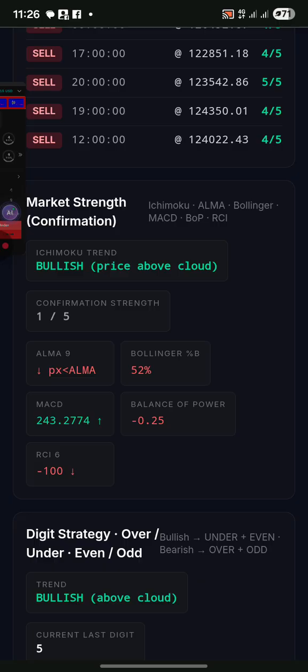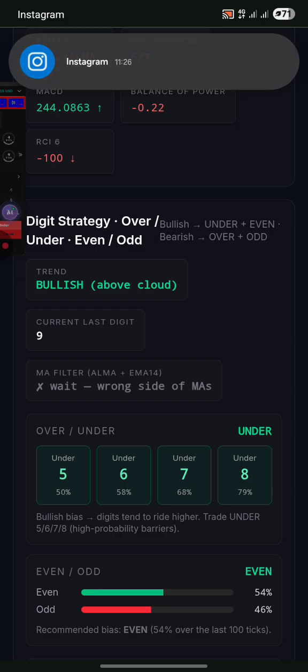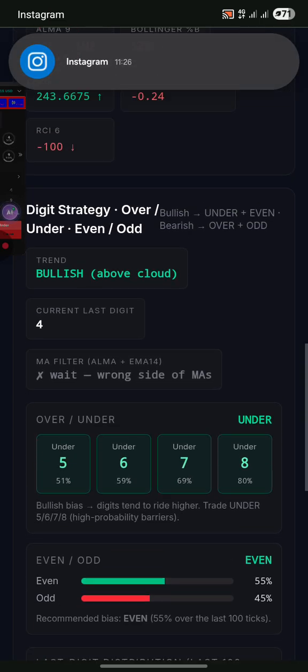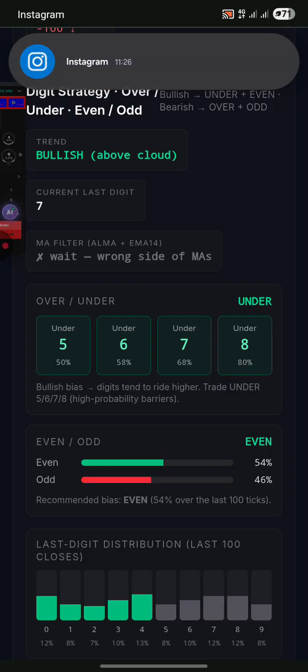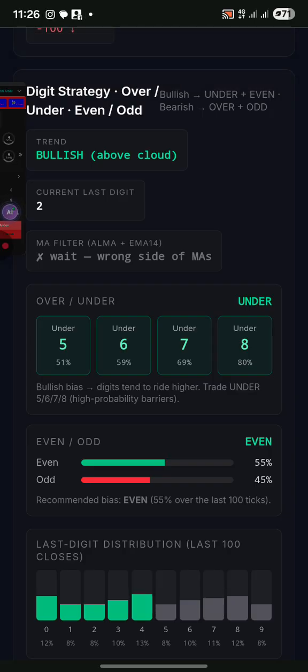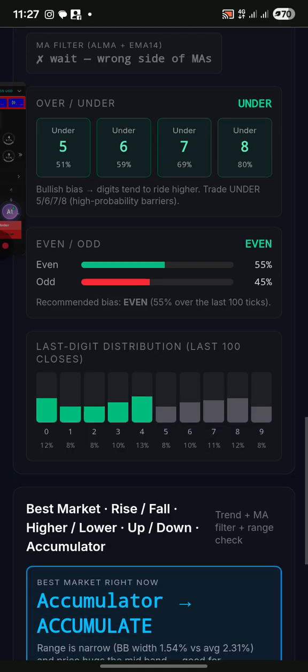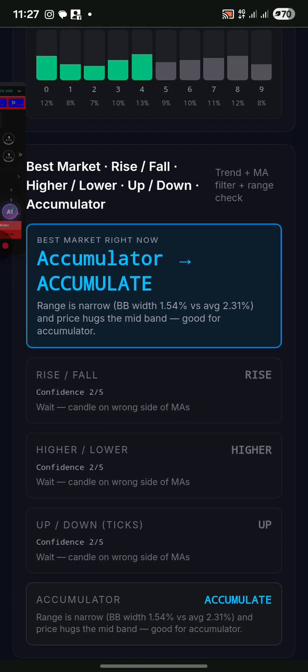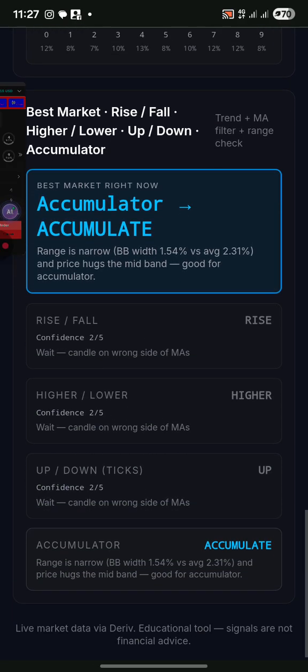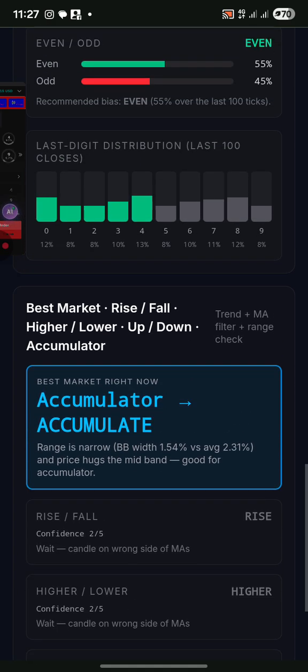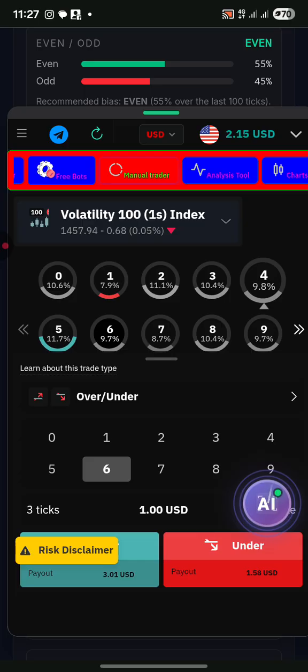So for now, we see the market is bullish, price is above the cloud. If it's above the cloud, that means you can trade under market, and you can see here the under market has a percentage. For example, if you need to trade under 8, it has 80%, under 7, 69%. Also, you can confirm here below, and you see this is accumulating, where the accumulating strategies have occurred. So you can come up here and say, let me try this.